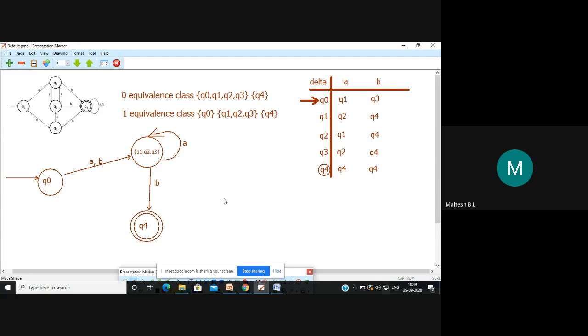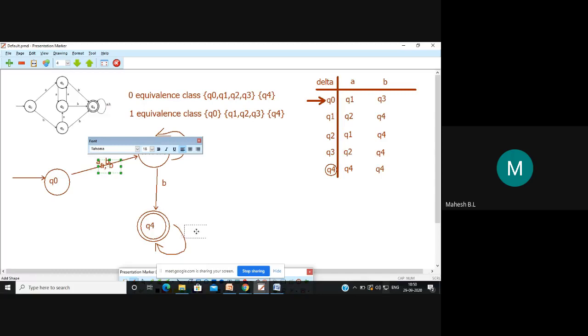And Q4 on AB is Q4 itself. So we need to draw another self loop. On both A and B, Q4 goes to Q4 itself, a self loop.